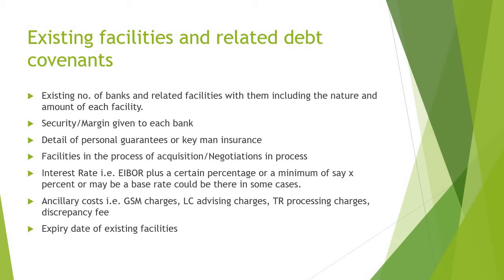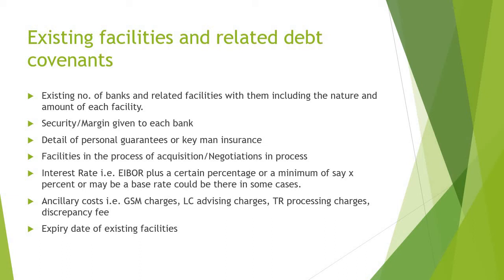Security or margin, whatever we have given to them. For example, it could be cash margin, or we could have given them land as a mortgage, which is with them as security. So whatever securities or margins we have given to banks, we should have a clear idea about that. And if we have given personal guarantees or some key man insurance, that also will be inquired about by the bankers. And if there are some negotiations in process with any other bank, we should also have a clue about that, and we can share this information with the bankers as well.